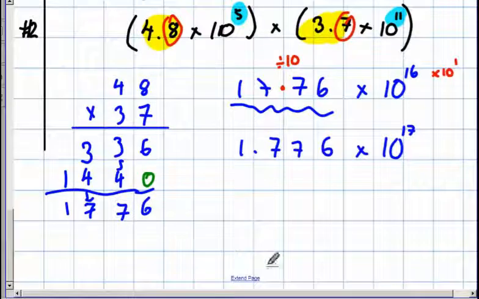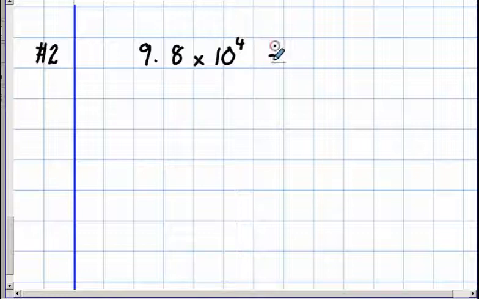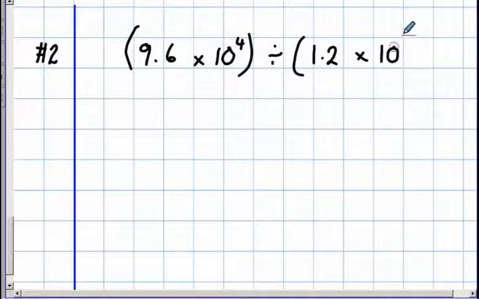Okay. And the last example I want to do is division. How do we do that without a calculator and using standard form numbers? Here you go. Example 2. 9.8 times 10 to the power of 4 divided by, generally speaking, they tend to put these in brackets, divided by 1. That's not a very nice one. I'm going to change that to 9.6. You'll see why in a minute. Divided by 1.2 times 10 to the power of 9.